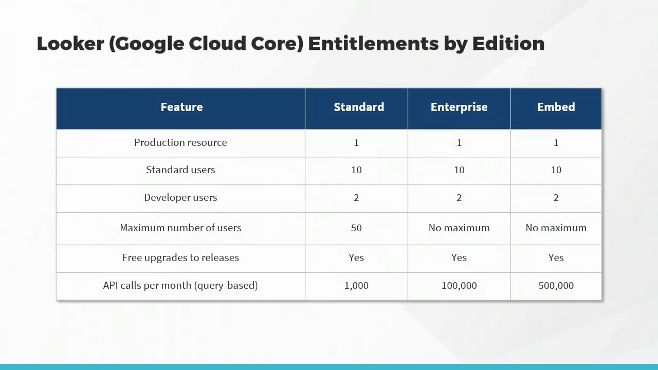Now, here's a table that sort of shows you what is included in each platform edition here that we have. So you can take a moment to pause the video and actually look at what these numbers are. You can see very clearly here that for the standard, you get 1,000 API calls per month, which are query-based, or 100,000 or up to 500,000. Obviously, the one with the embed is the most expensive and standard is the cheapest one. So you'll have to take a look at which one will better suit your needs and for what purpose.